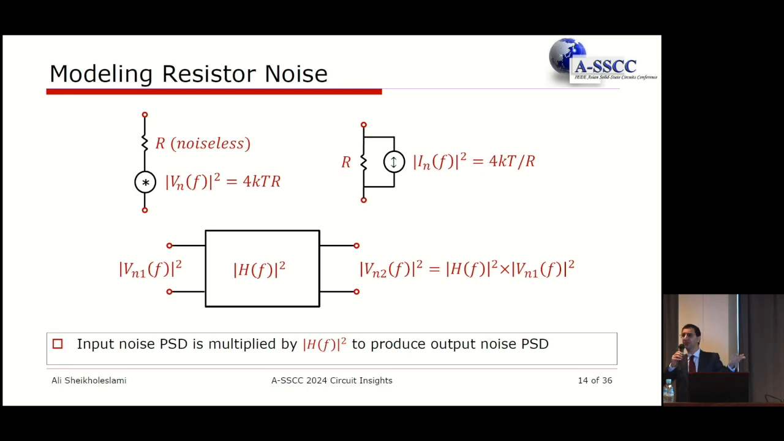Equivalently, like the Norton and Thevenin equivalent circuits, you could model this as a current source. But in that case, the current source will have a power spectral density of 4kT divided by R. These two circuits are equivalent. Now that you have the noise modeled with a noiseless resistor, you can apply this to any circuit that you're dealing with.